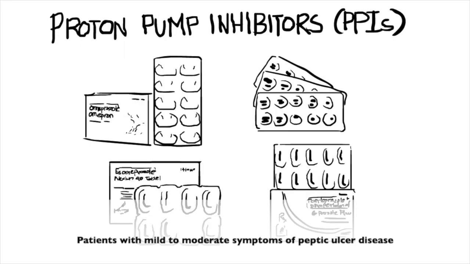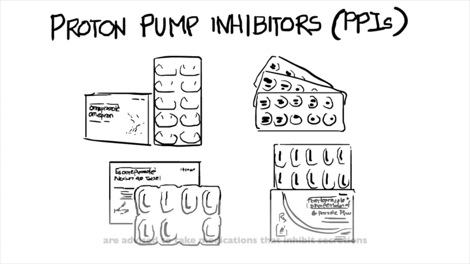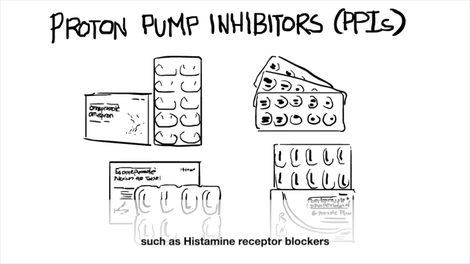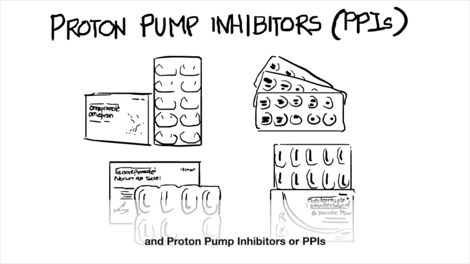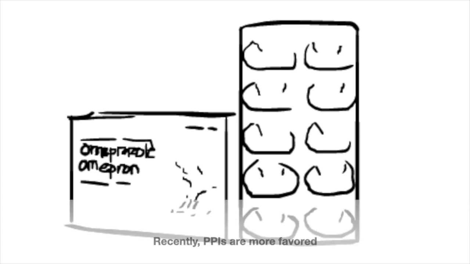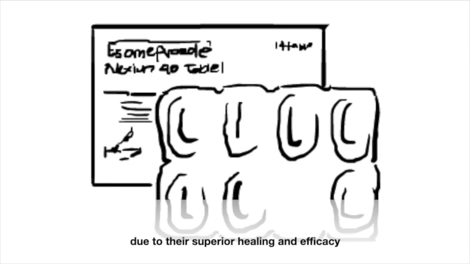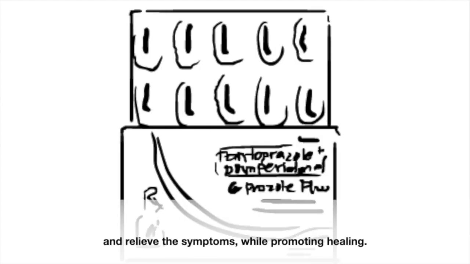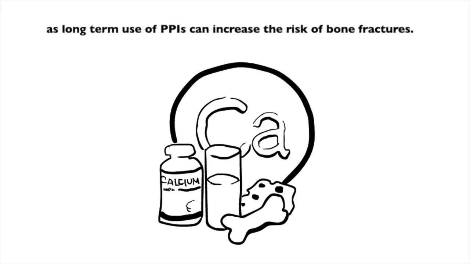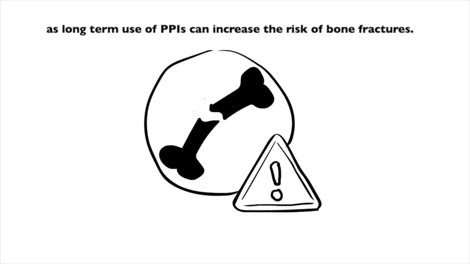Patients with mild to moderate symptoms of peptic ulcer disease are advised to take medications that inhibit secretions, such as histamine receptor blockers and proton pump inhibitors, or PPIs. Recently, PPIs are more favored due to their superior healing and efficacy, as they block acid production in the stomach and relieve the symptoms while promoting healing. Medications may be taken along with calcium supplements, as long-term use of PPIs can increase the risk of bone fractures.